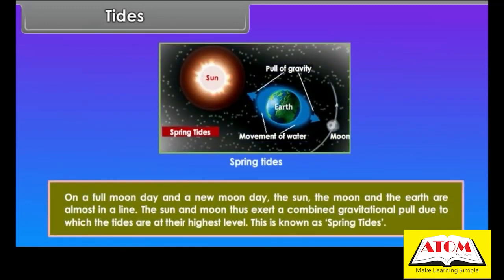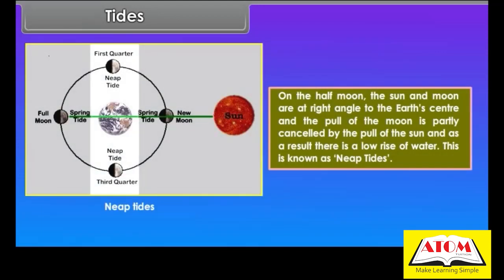On a full moon day and a new moon day, the sun, the moon and the earth are almost in a line. The sun and moon thus exert a combined gravitational pull, due to which the tides are at their highest level. This is known as spring tides. On the half moon, the sun and moon are at right angle to the earth's center, and the pull of the moon is partly cancelled by the pull of the sun. And as a result, there is a low rise of water. This is known as neap tides.